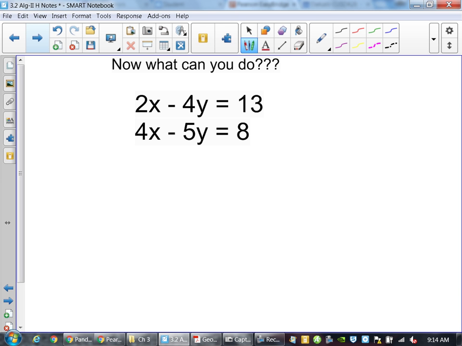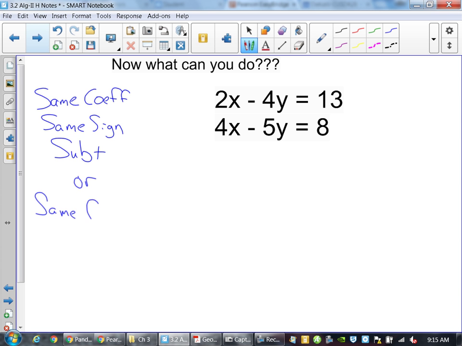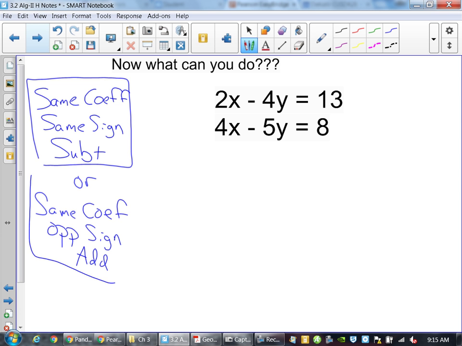Because what we want to do here, here's the trick. You want to create this. You want the same coefficient with the same sign. You would subtract. Or you want the same coefficient with opposite sign, and then you would add. These are the two different things you're trying to do.